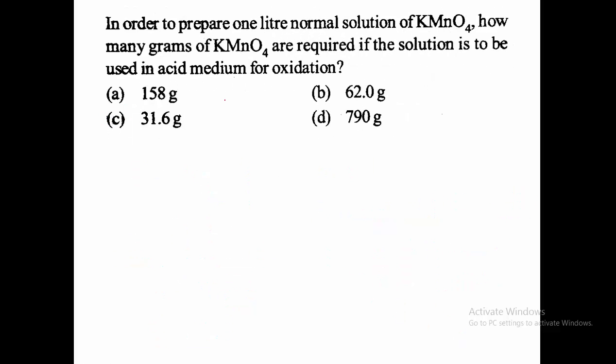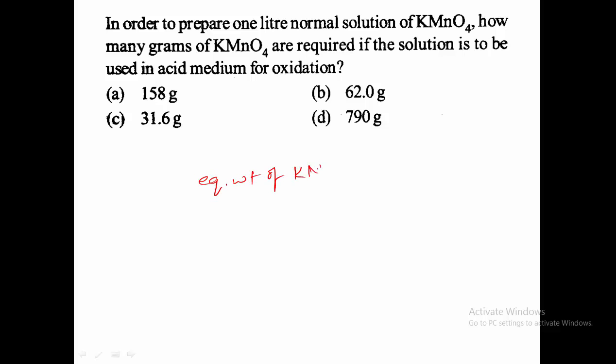The next question, in order to prepare 1 liter normal solution of KMnO4, how many grams of KMnO4 are required if the solution is to be used in acidic medium for oxidation? ಈಗ 1 liter KMnO4 ಸೊಲ್ಯೂಷನ್ ಪ್ರಿಪೇರ್ ಮಾಡ್ಬೇಕಂದ್ರೆ ಎಷ್ಟು ಗ್ರಾಮ್ಸ್ KMnO4 ಬೇಕಾಗತ್ರಿ? As in previous problem only we have seen, the equivalent weight of KMnO4 is 31.6 gram. Equivalent weight ಎಷ್ಟದರಿ KMnO4 ದ?